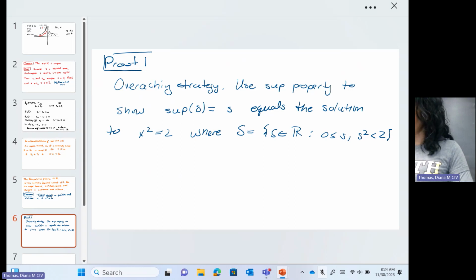Actually, it should be in. No, it's the sup. So if this is bounded above, I know it's got a sup by the completeness property of the real number line. And so I know that the sup of that set exists. I now need to show that that sup is actually the solution to x squared equals 2.